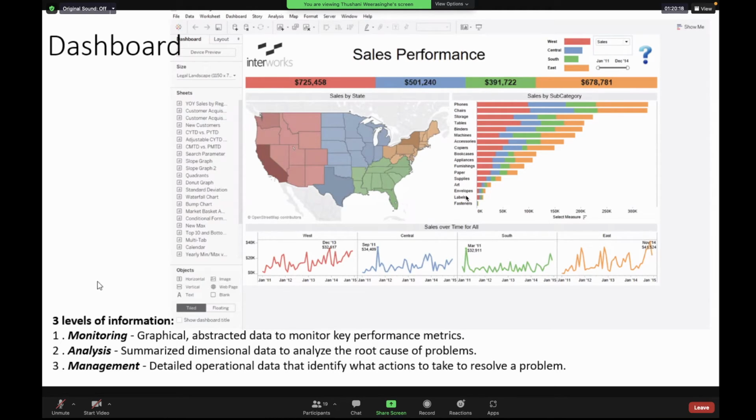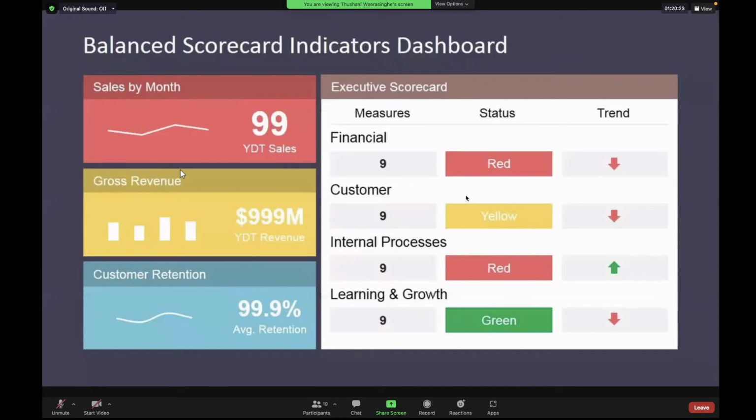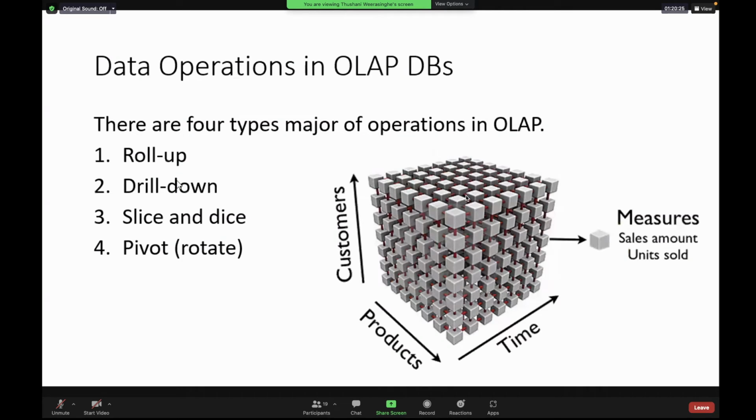Okay, what we have to do. Then 3 levels of information are there. Remember that? Then we have the examples here given for you. And then I have just added a few more slides here saying that the data operations in the online analytical processing databases. So this has 4 major components here: roll up, drill down, slice and dice, and pivot.